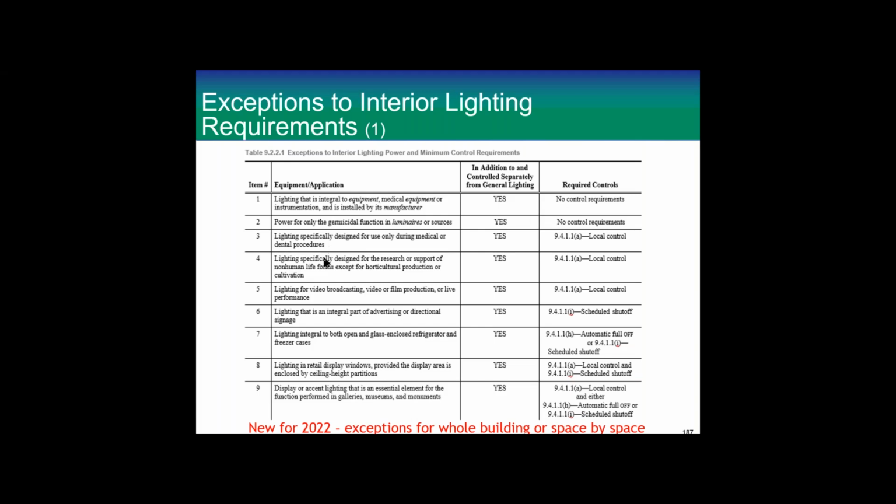So you can see we have several of these things where it makes sense not to be included. But then we get down here to places like open glass enclosure refrigerator and freezer cases. It's separately controlled, but it's still going to have to go to automatic shut off. That lighting has got to be either shut off when there's nobody around or scheduled to be shut off. So, those are the requirements.